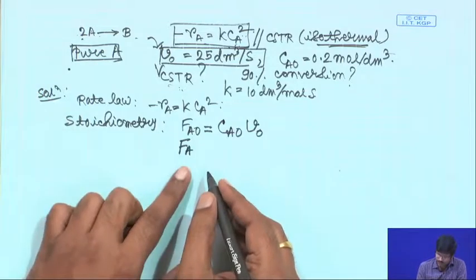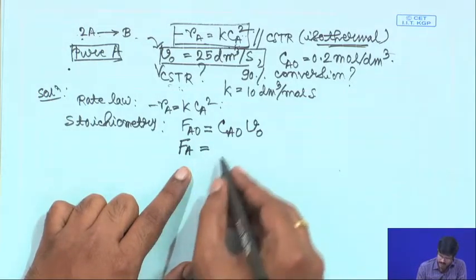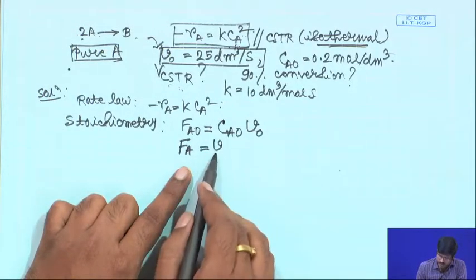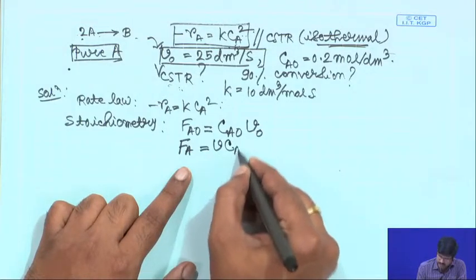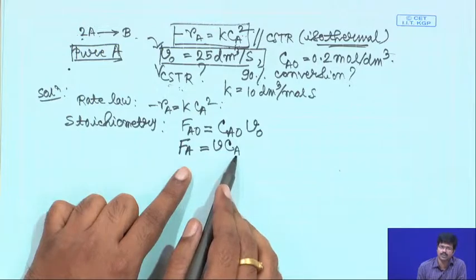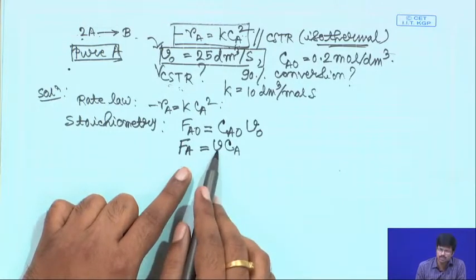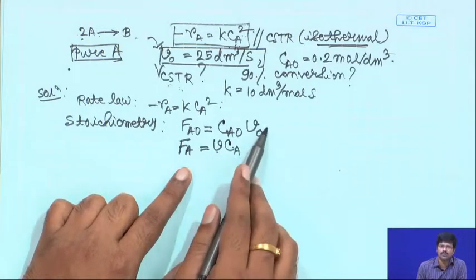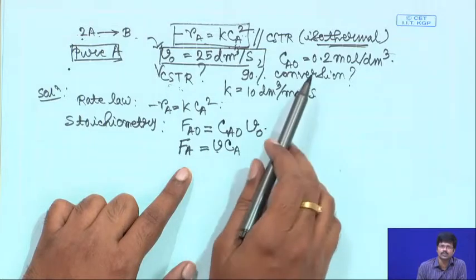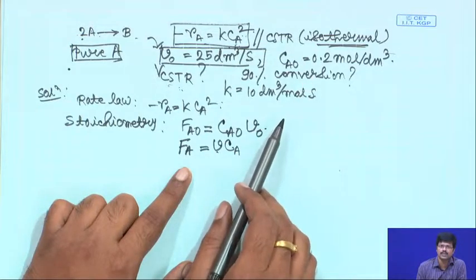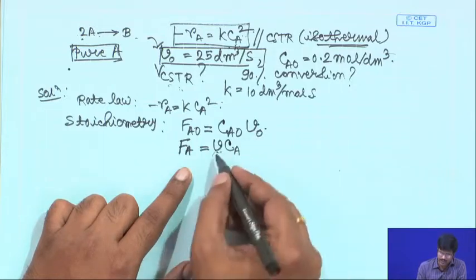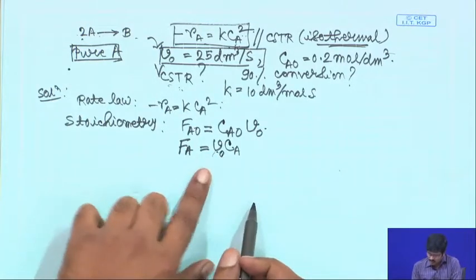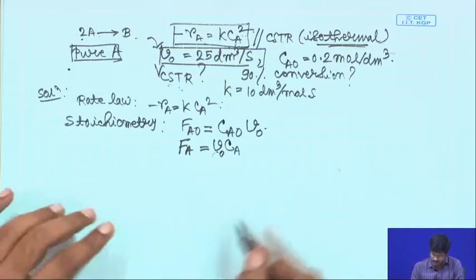Your molar flow rate out is equal to the volumetric flow rate out into the exit concentration of A, or the concentration of A in the reactor. Now, this volumetric flow rate out is equal to the volumetric flow rate in when you are doing a liquid phase reaction and the CSTR is operating in steady state. So, v you can replace by v0.